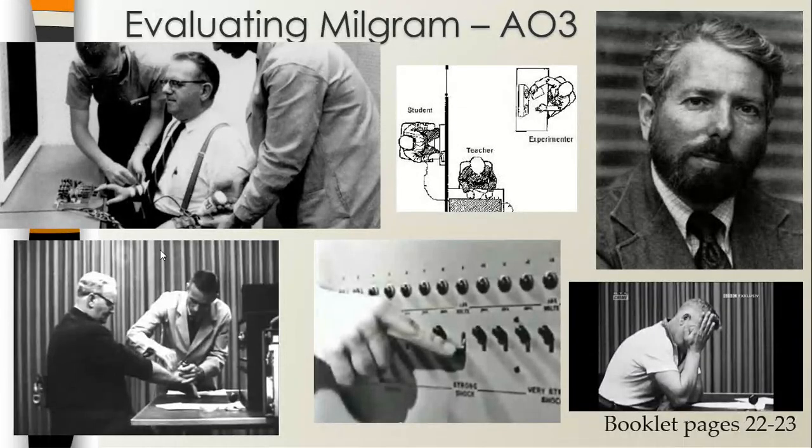They got a test shock of 45 volts to increase the internal validity of the study, so participants thought they were giving real shocks. Bottom in the middle is a shock generator, so it went from 15 volts to 450 volts. And bottom right is a participant showing signs of distress while he's carrying out the study. So all of this is in your booklet on page 22 and 23.